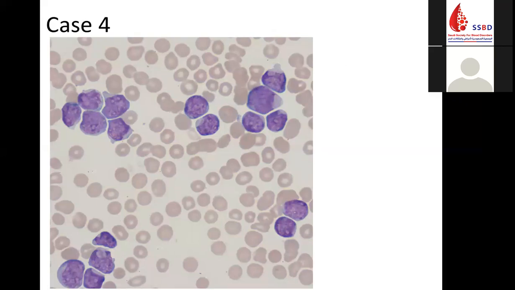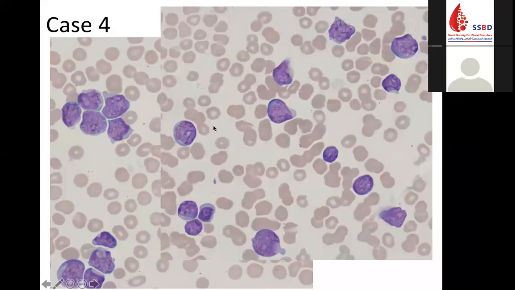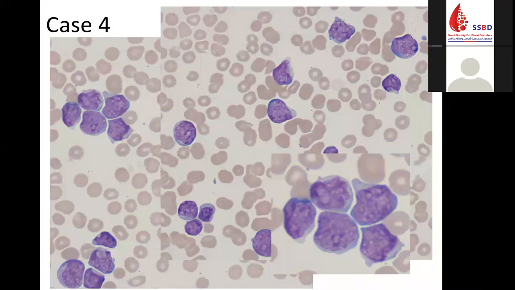Very nice picture of blasts. Definitely an acute leukemia. Blasts are variable in size, small to large, high N:C ratio, prominent multiple nucleoli, slightly open chromatin, agranular cytoplasm, some of them showing irregular nuclear contour, hand mirror, if you are a fan of these changes. So no granulations, no Auer rods. What would you think? Is this a myeloblast or a lymphoblast? This is a lymphoblast, yes.